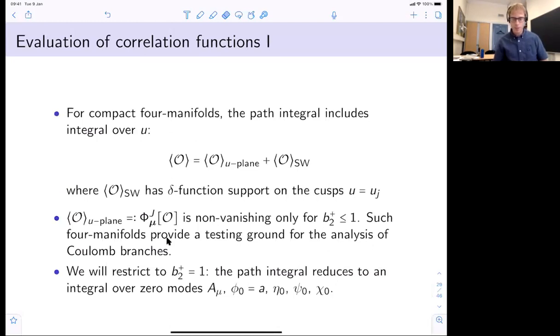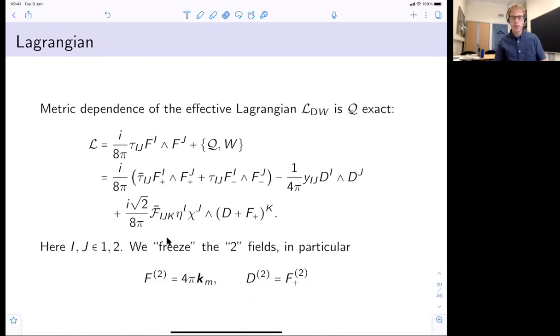Okay, I think I already mentioned most of the things which are on this slide. Okay, so since the integral becomes an integral over zero modes, we can simply reduce the Lagrangian. We can ignore all the terms with space-time derivatives in the Lagrangian.